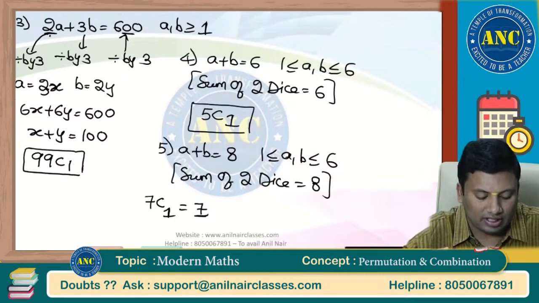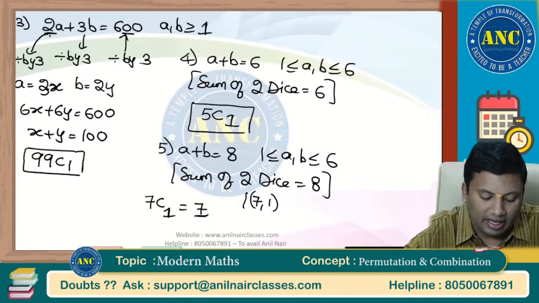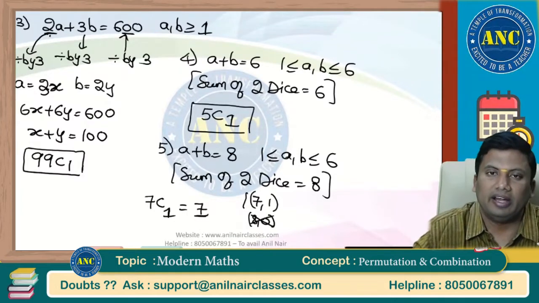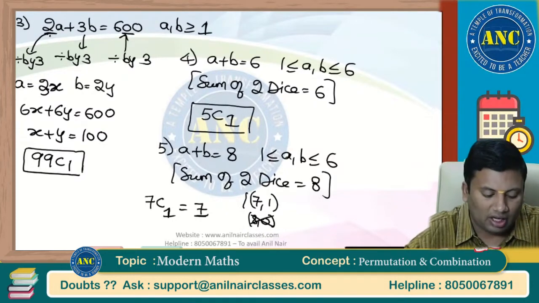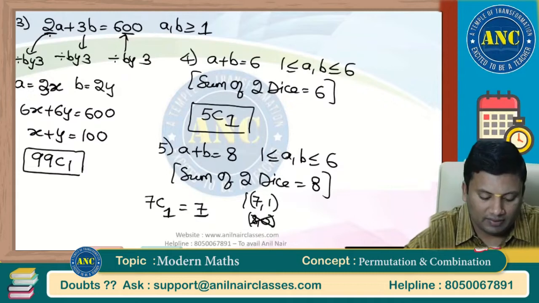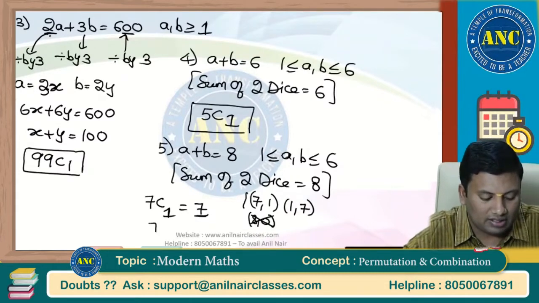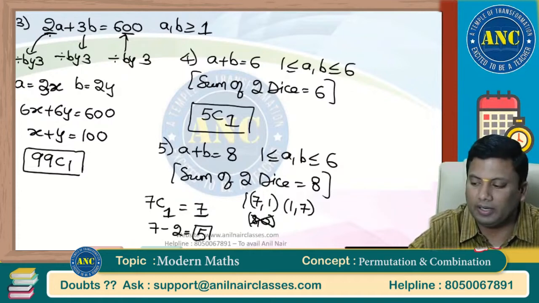There are some cases, 7 comma 1. The 7, 1 case we have to eliminate. 8, 0 case is not required. So out of 7 cases, the cases 7, 1 and 1, 7 are not allowed. So 7 minus 2 is nothing but 5.